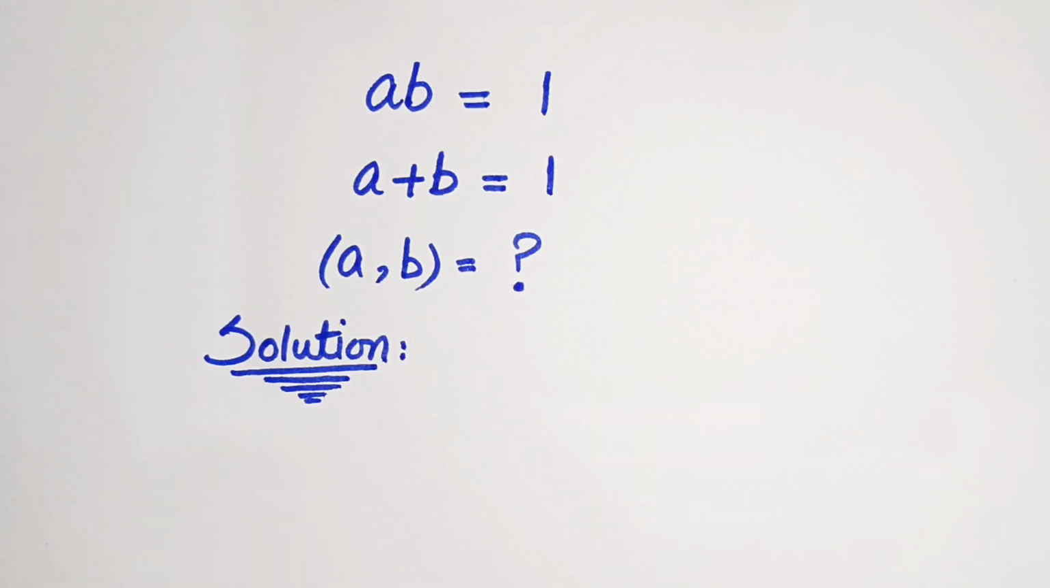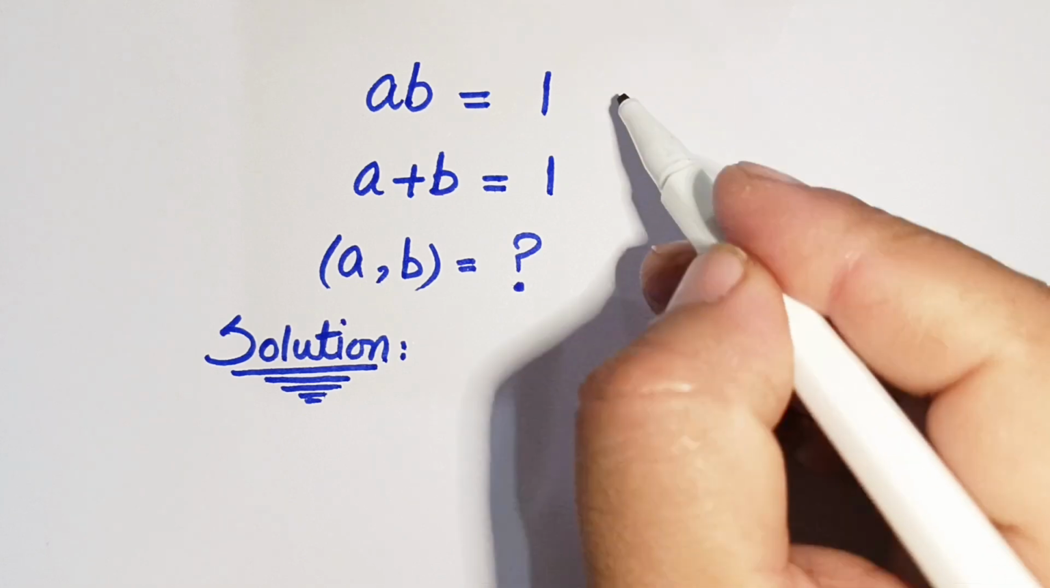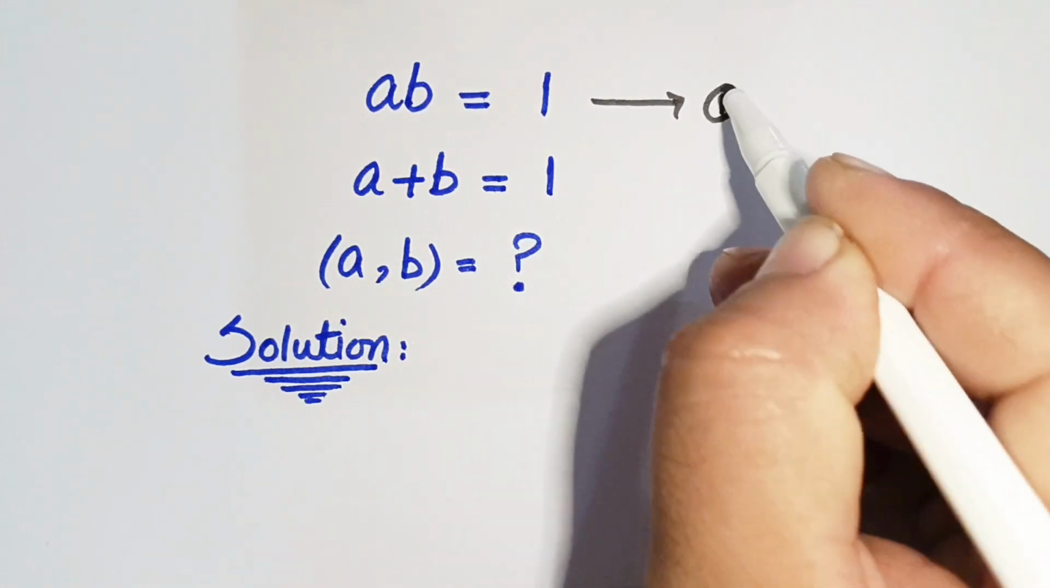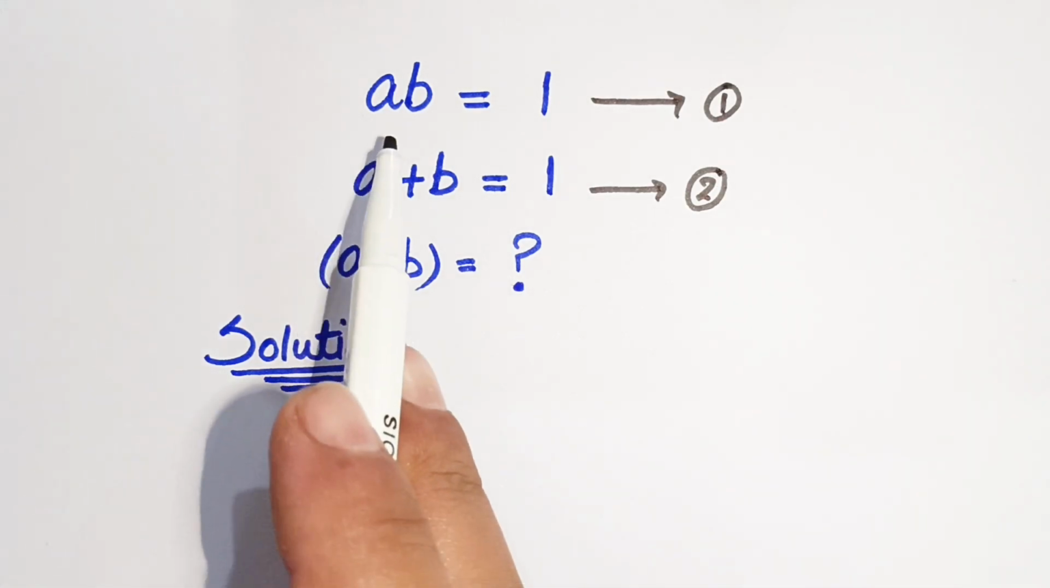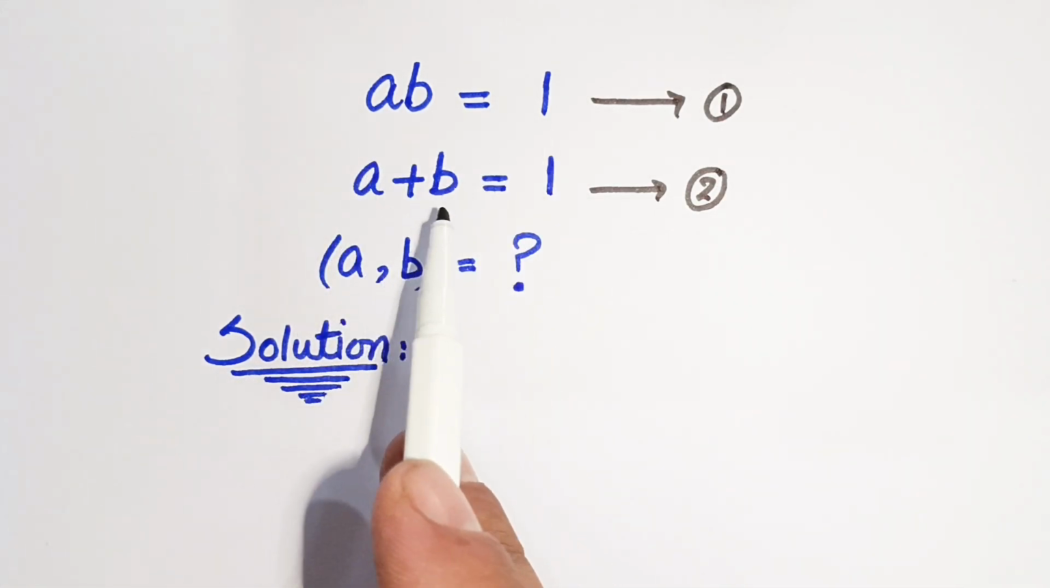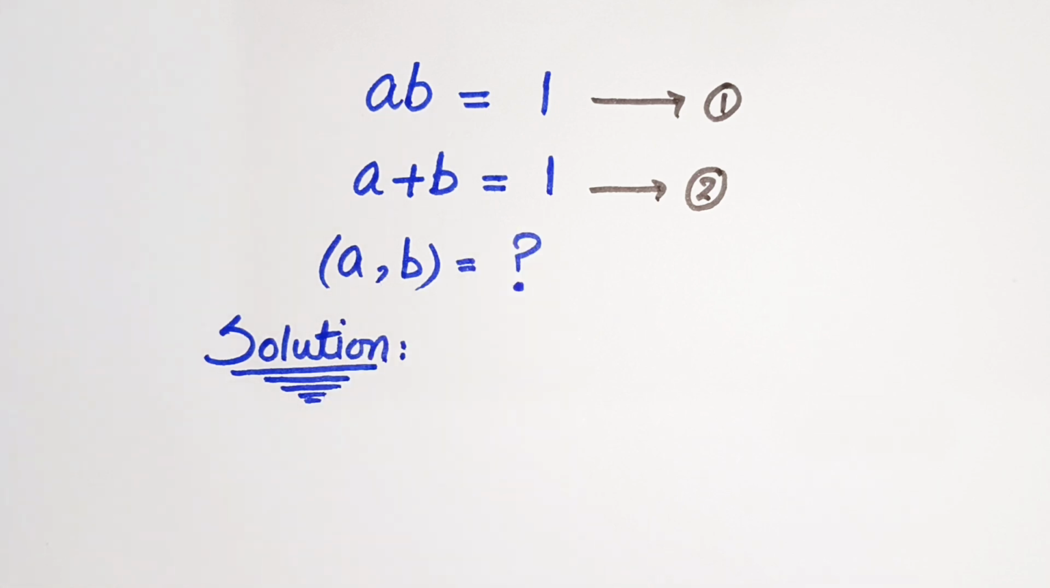Today our question is: a times b is equal to 1 and a plus b is equal to 1. Here it is our equation 1 and it is our equation number 2. Here we see that the product of a and b is 1 and the sum of a and b is equal to 1. So we have to find the value of a and b here.